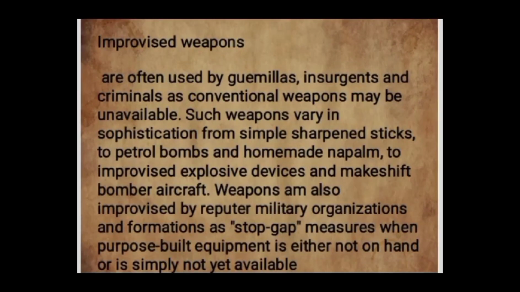Improvised weapons are often used by guerrillas, insurgents, and criminals as conventional weapons may be unavailable. Weapons vary in sophistication from simple sharp sticks to petrol bombs and homemade napalm to improvised explosive devices and makeshift bomber aircraft. Weapons can also be improvised by reputed military organizations and formations as stopgap measures when purpose-built equipment is either not on hand or simply not yet available.